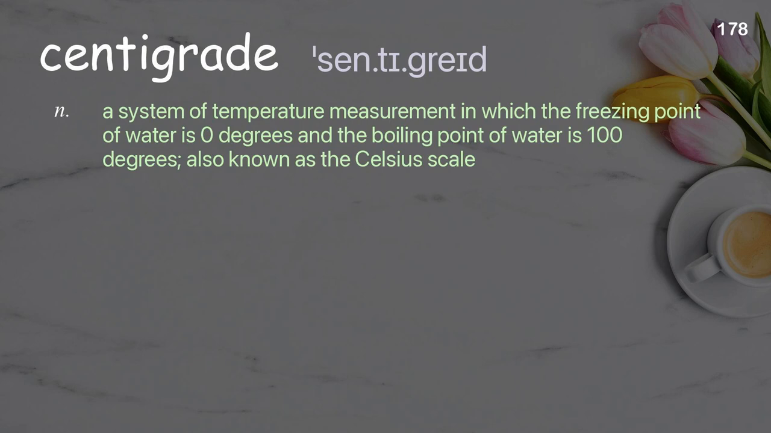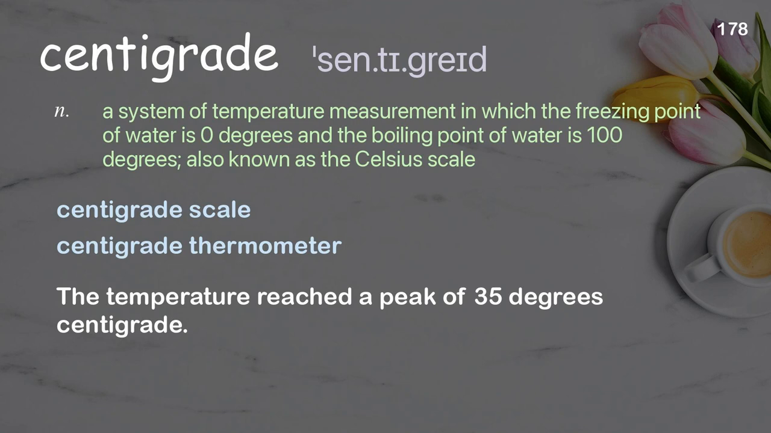Centigrade: a system of temperature measurement in which the freezing point of water is 0 degrees and the boiling point of water is 100 degrees, also known as the Celsius scale. Examples: centigrade scale, centigrade thermometer. The temperature reached a peak of 35 degrees centigrade.